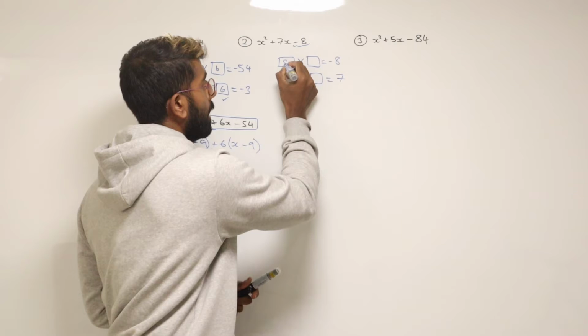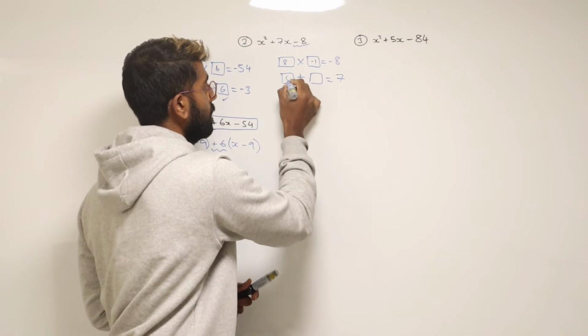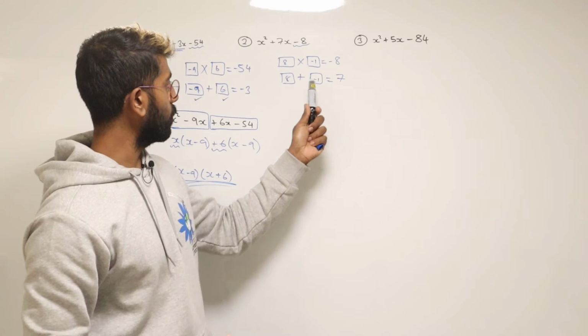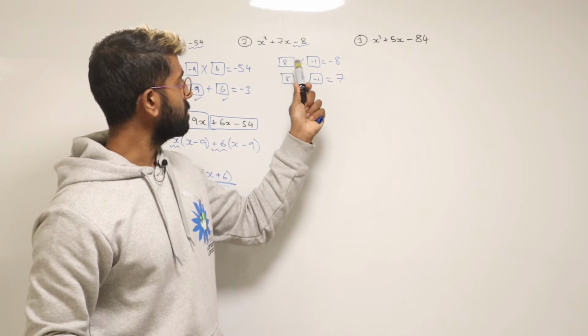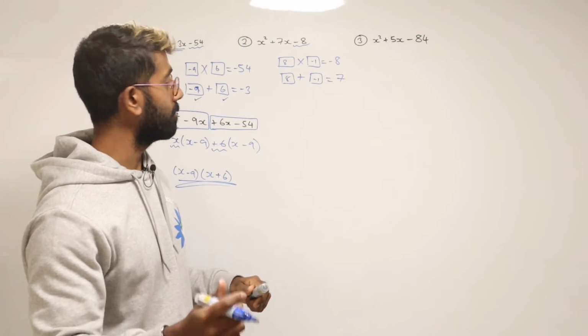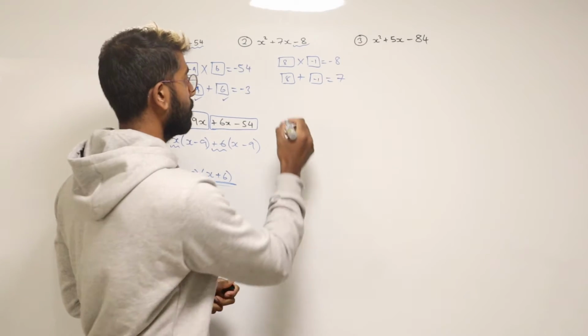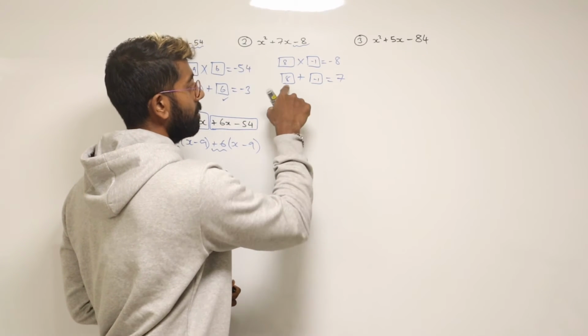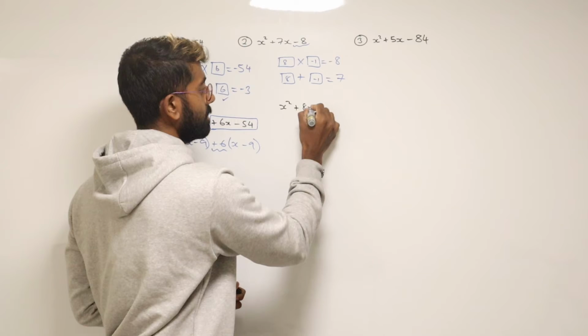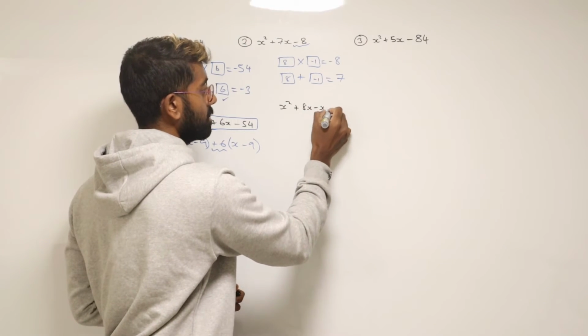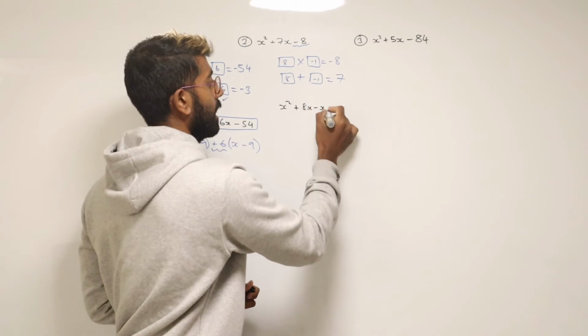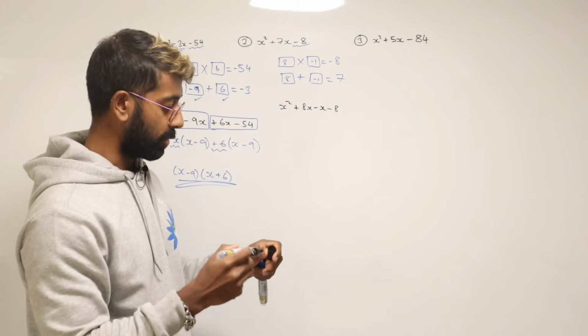So 8 and minus 1. So 8 take away 1 gives me 7, and 8 times by minus 1 will give me minus 8. So now what should we do? Let's go and rewrite our quadratic now. So we'll have x squared, but then plus 8x, and then minus 1x or minus x, and then take away 8. So there we go, we've got it.